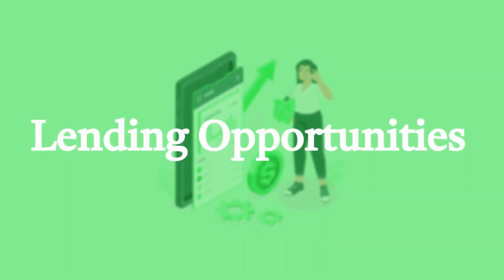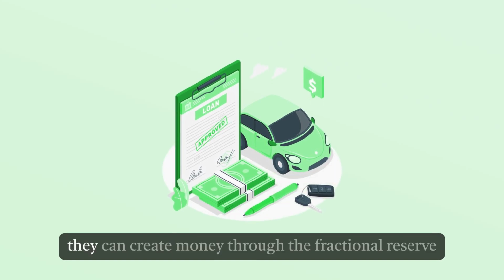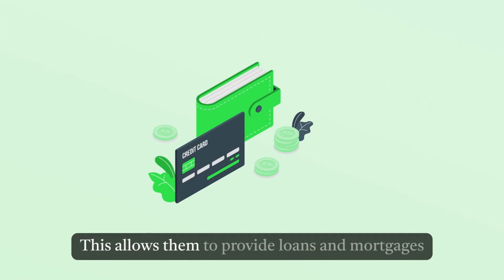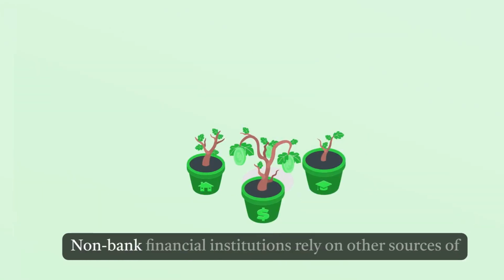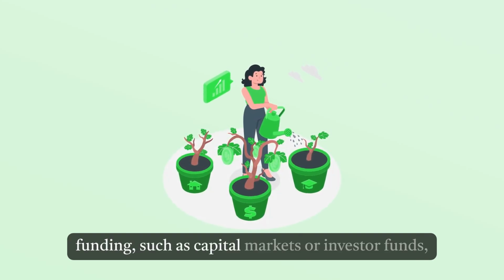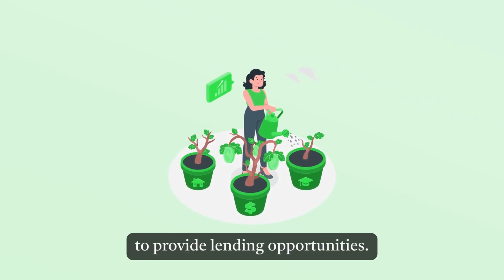Lending opportunities. Banks have direct access to lending opportunities, as they can create money through the fractional reserve banking system. This allows them to provide loans and mortgages to individuals and businesses. Non-bank financial institutions rely on other sources of funding, such as capital markets or investor funds, to provide lending opportunities.